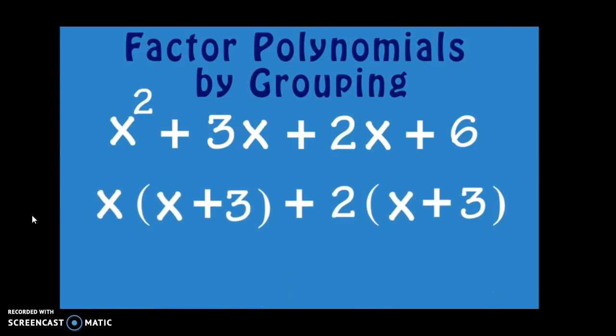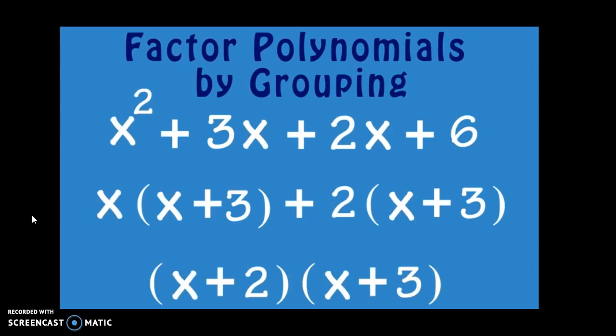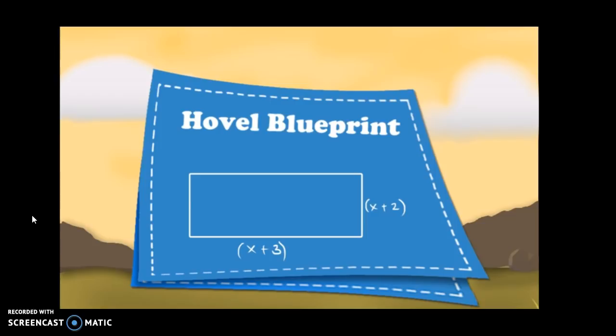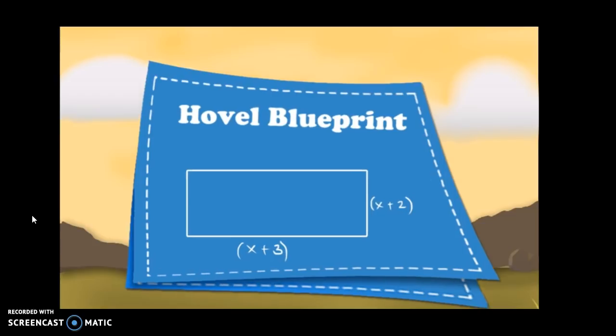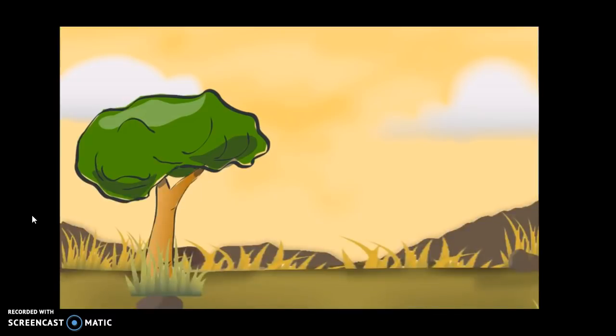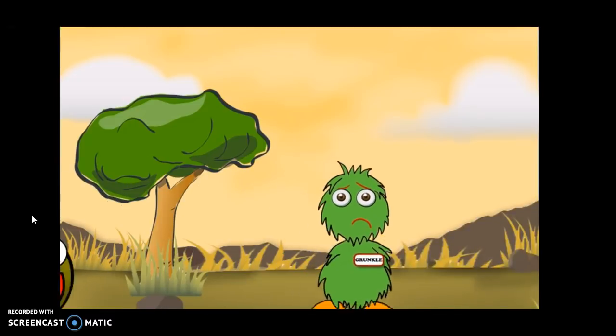See another factor we can pull out? Since both terms have x plus 3 as a factor, we can pull out an x plus 3 from each. So it's like a GCF of a GCF. X plus 2 times x plus 3. Happy factorization, Grunkle. All you have to do now is look at your blueprint to see what x is. And x equals the length of a ferocious jungle Jabberwocky. Sorry, you're on your own.